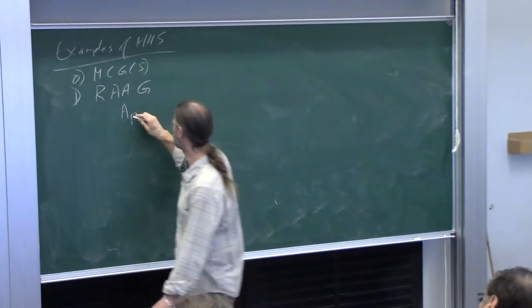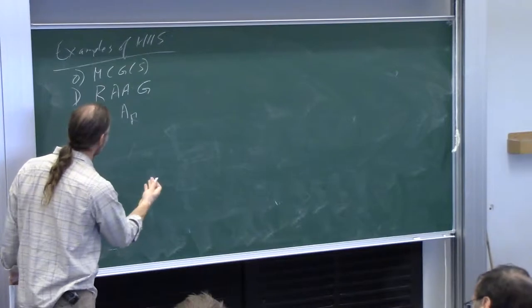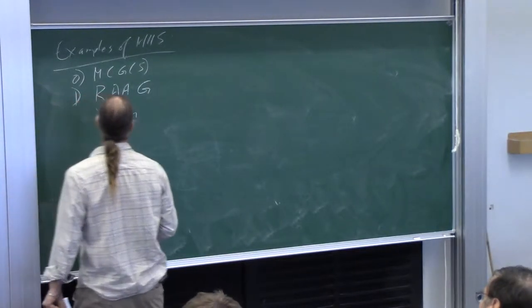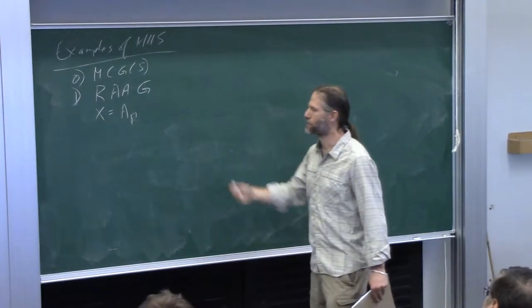So that gives you a finitely presented group associated to gamma. So that's what A of gamma is. So the space is then the Cayley graph associated to that group.